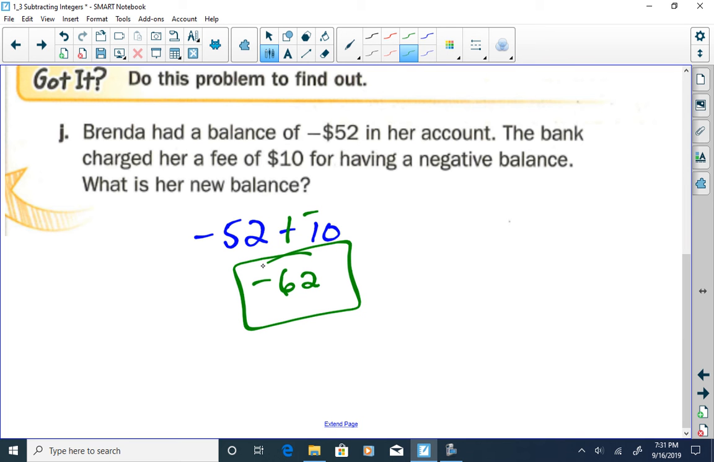Alright, so we did a lot of examples where we are subtracting integers. Remember, when we subtract integers, we use the additive inverse. The additive inverse involves two steps. We change the subtraction sign to an addition sign, change the sign of the number that follows to its opposite. Remember, we never touch that first integer.